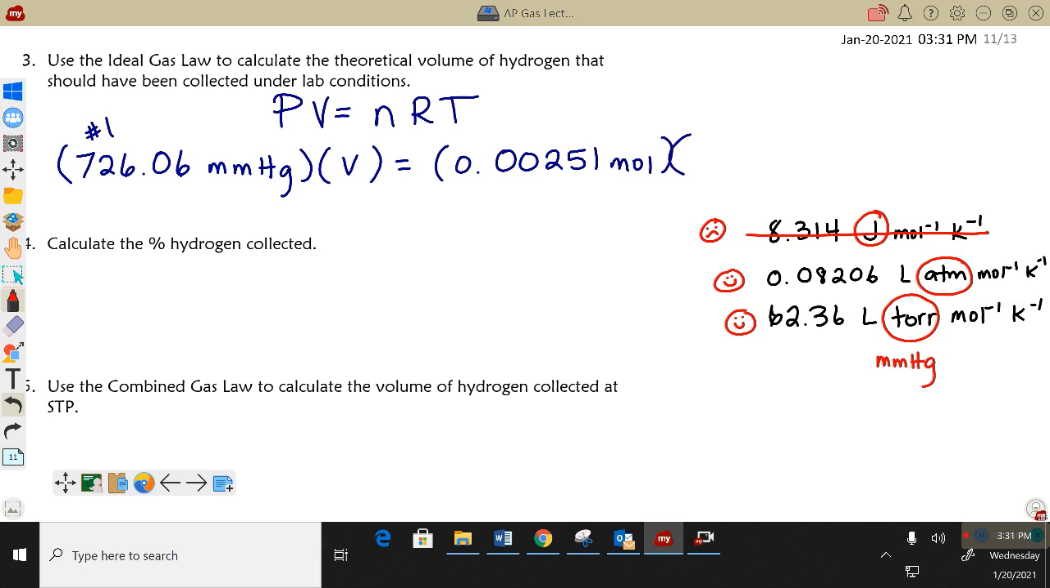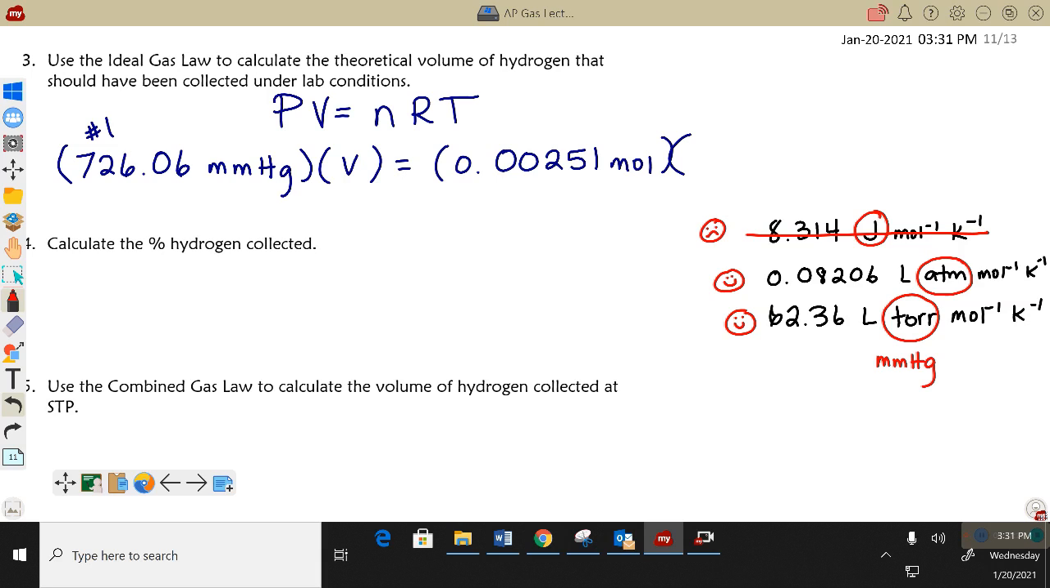Now if it doesn't specify, then pick either of them. But just know that if you were solving for pressure and you use the 62.36, your pressure is going to come out in torr or millimeters of mercury. If you use the 0.08206, your pressure would come out in atmospheres.